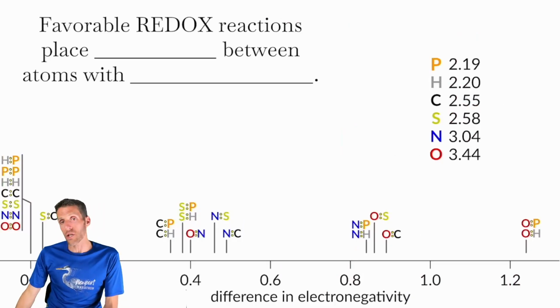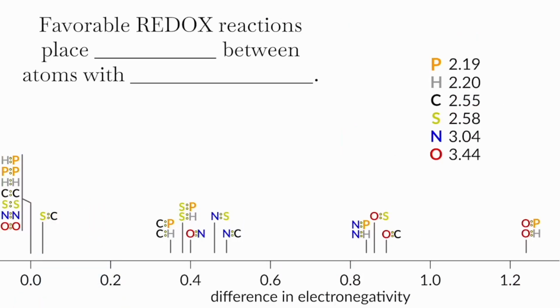And so actually, it turns out that the most important thing is placing electrons between atoms with different electronegativity. I should look at what I've written up here. Favorable redox reactions place electrons between atoms with different electronegativity.